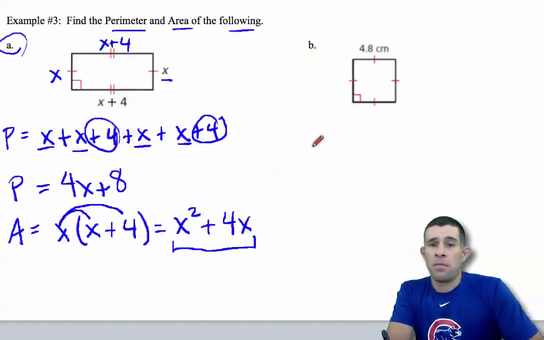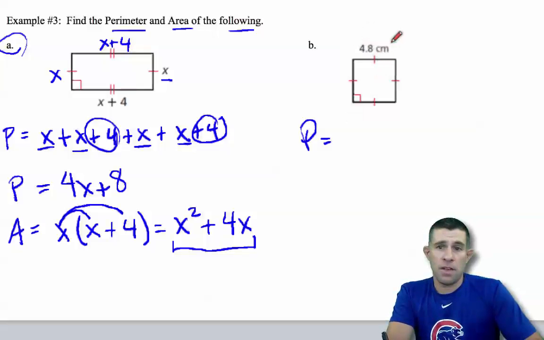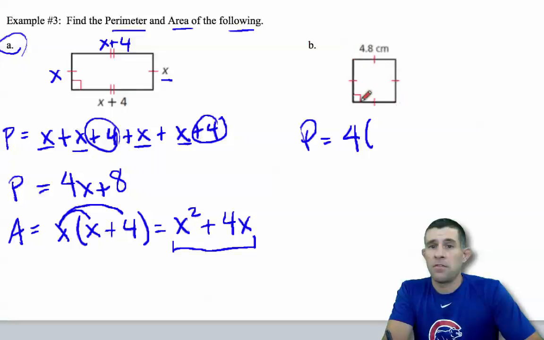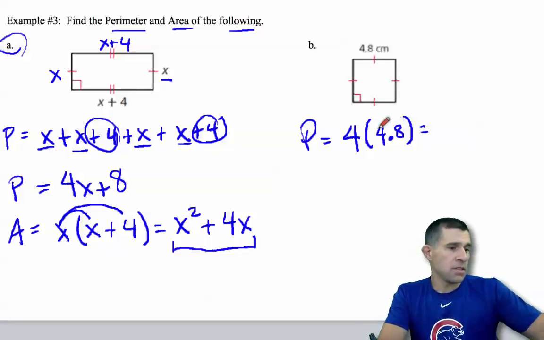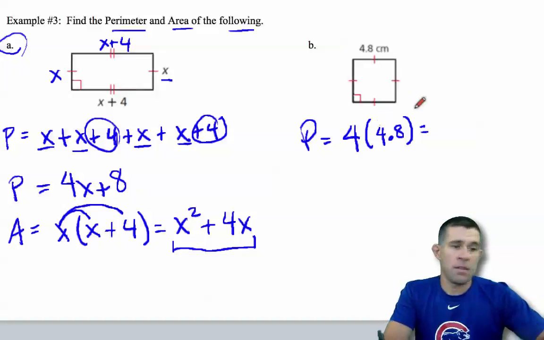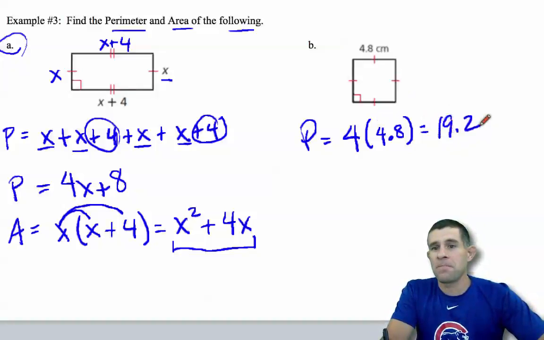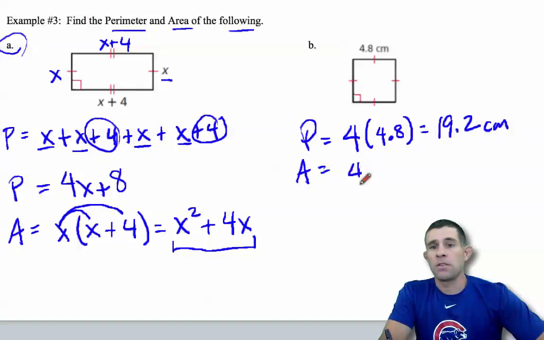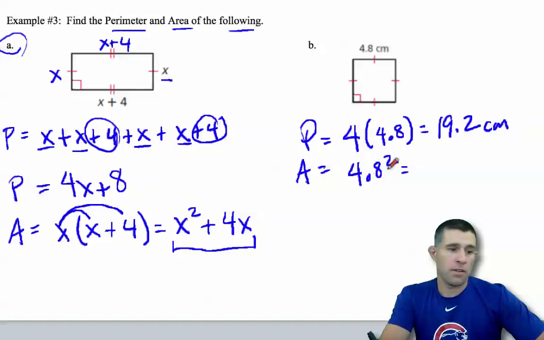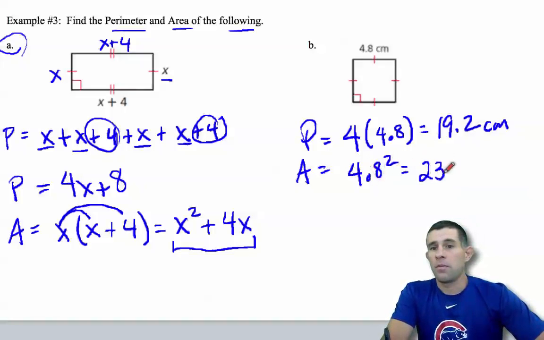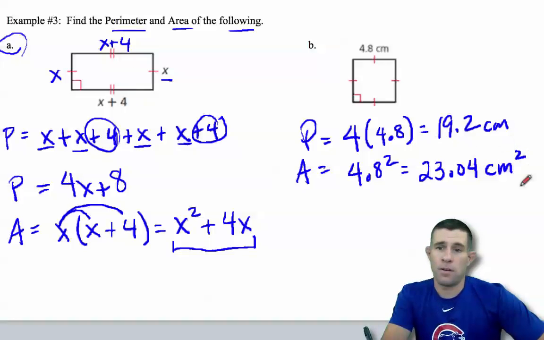Next, let's take a look at part B here. For part B, I am given the length of this side of this square, so I can find my perimeter simply by taking 4 multiplying by 4.8. And that's going to result in 19.2, and that's in centimeters. And then finally, I'm going to find my area, which is 4.8 squared. And when I square 4.8, I'll end up with 23.04, and that will be in centimeters squared.